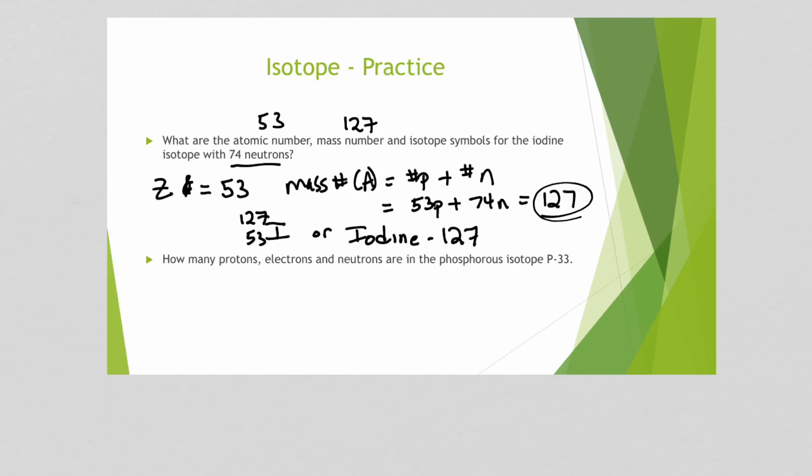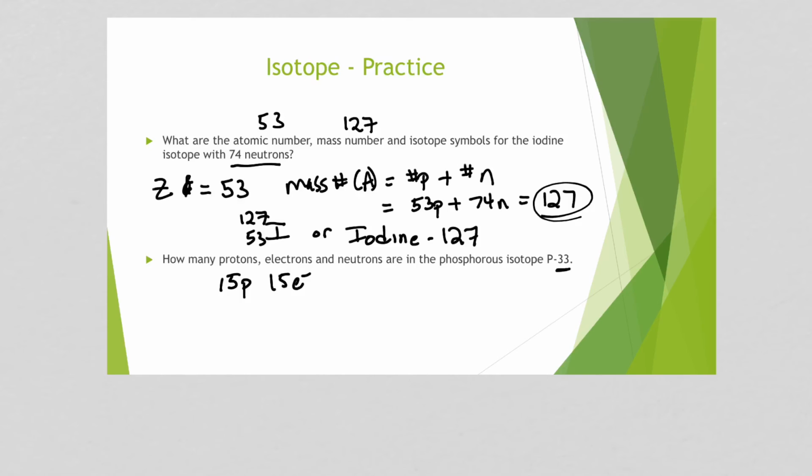Okay, let's look at the next one. So how many protons, electrons, and neutrons are in the phosphorus isotope P33? So the key here is recognizing what they're telling us. So they're telling us the mass number is 33. So if we look on the periodic table, we know that phosphorus always will have 15 protons. That's its atomic number. Now, this is a neutral species. We're not indicated that it has a charge, so we should also know that it's going to have 15 electrons.